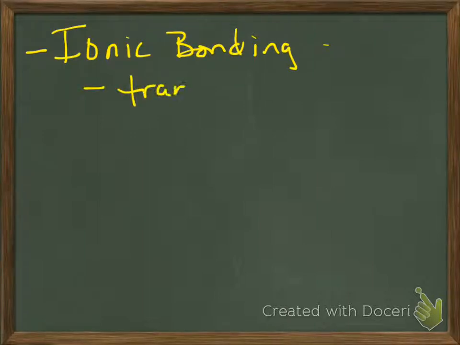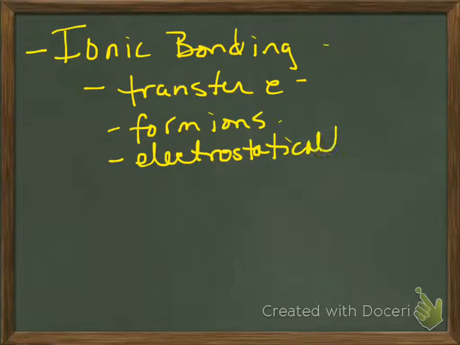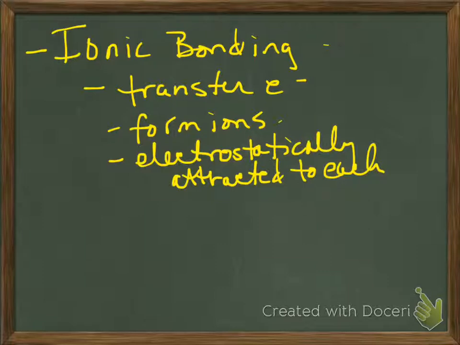So ionic bonding is the transfer of electrons, okay, and these form ions that are then electrostatically attracted to each other. By the way, all of bonding is actually all about electrostatic attractions. Wanted to look at a couple of diagrams. I'm going to pause this while I draw them, and then we'll be right back.